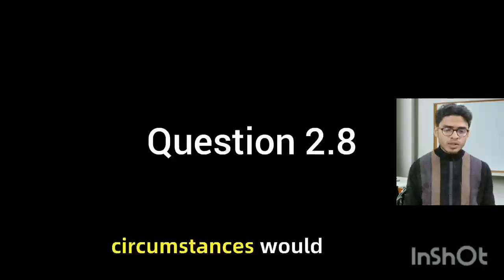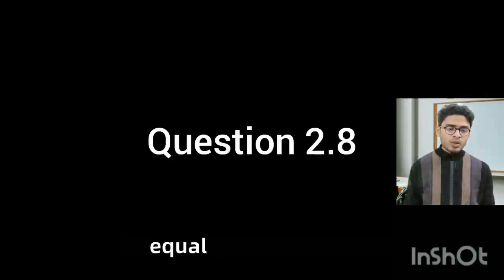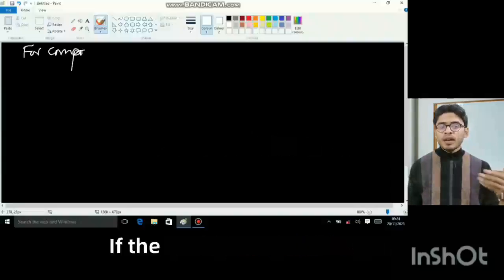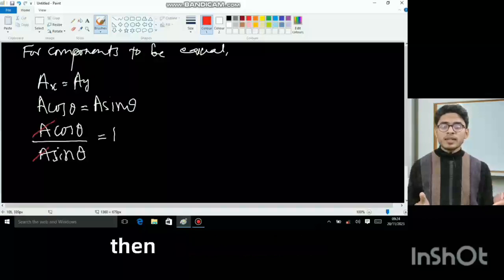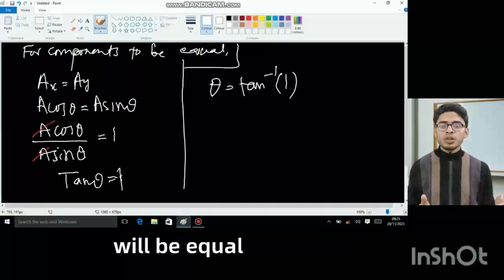Under what circumstances would a vector have components that are equal in magnitude? If the vector makes an angle of 45 degrees with the horizontal axis, then both of its components will be equal in magnitude.